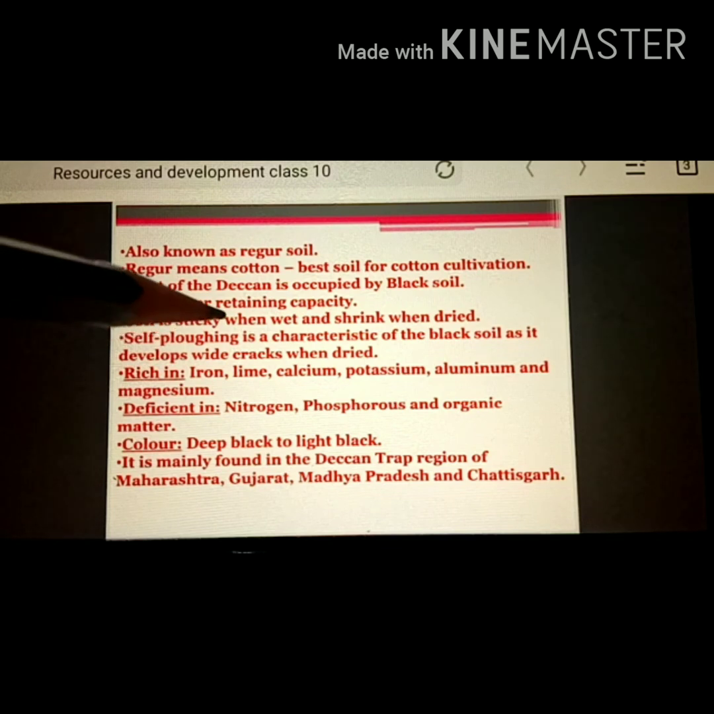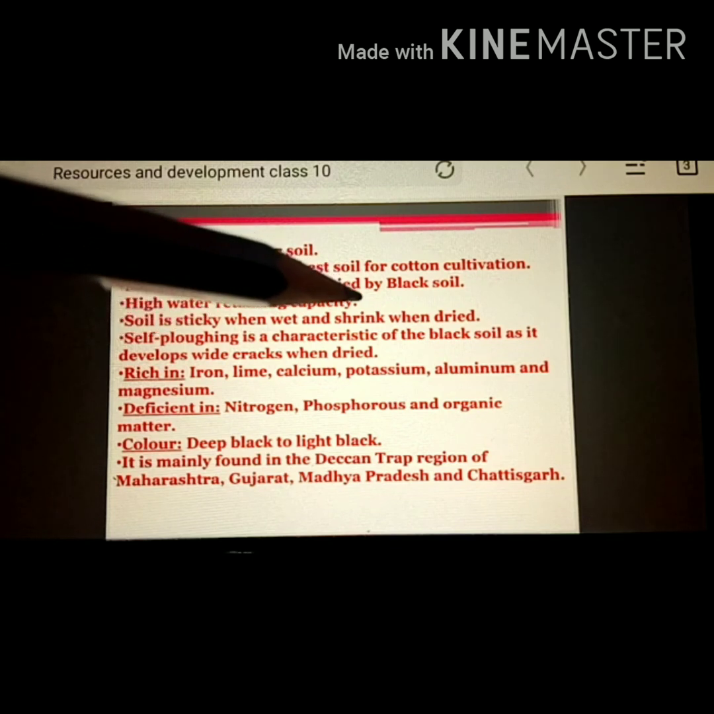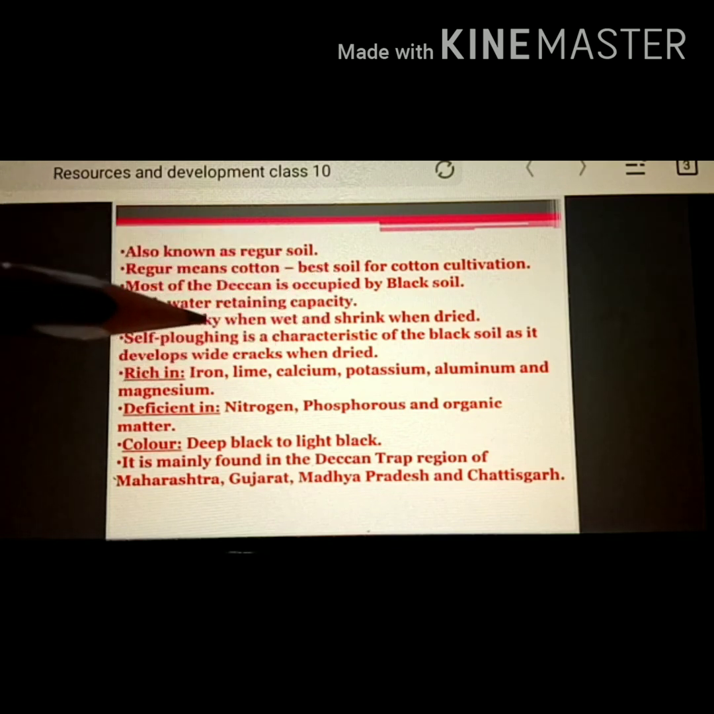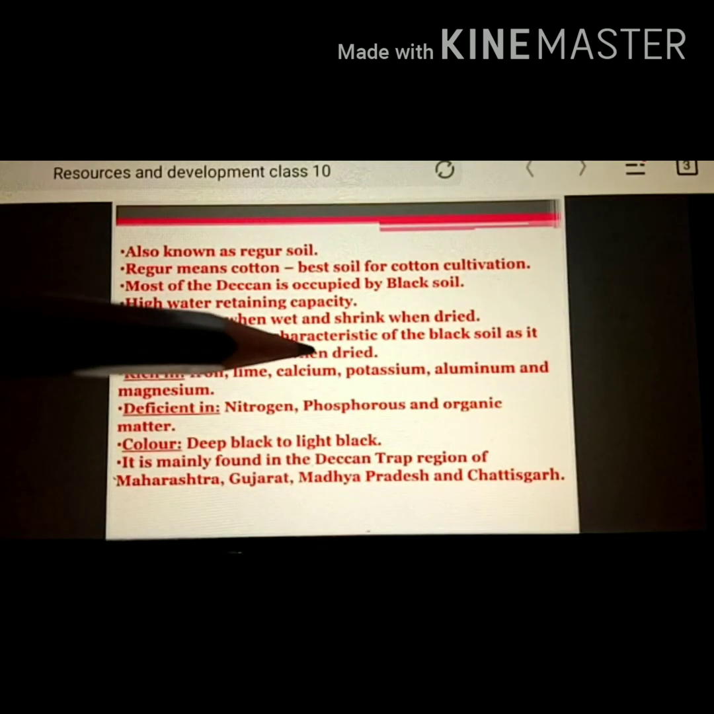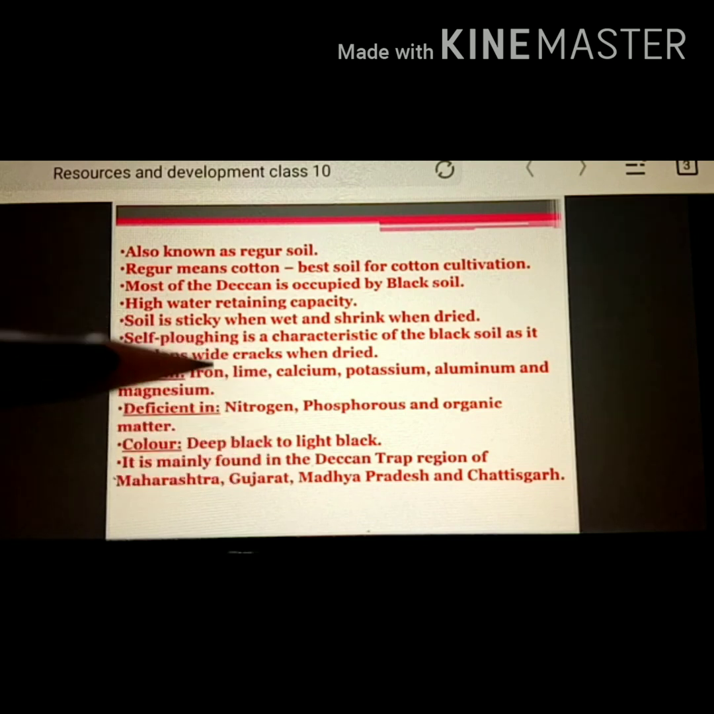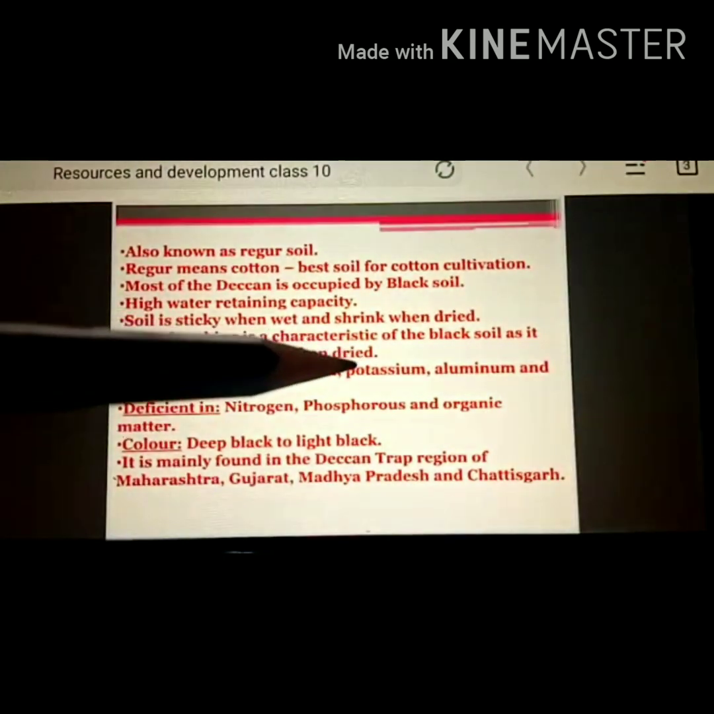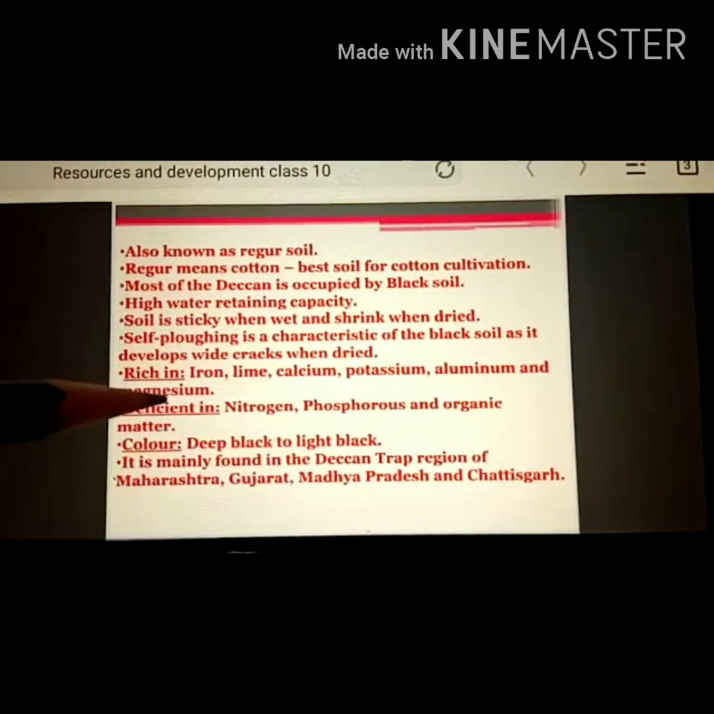This soil is sticky when wet and shrinks when dried. It is sticky type character. Self-ploughing is a characteristic of the black soil as it develops wide cracks when dried. When it dries, it creates cracks over it. It's rich in iron, because of that it looks black, lime, calcium, potassium, aluminum, and magnesium.